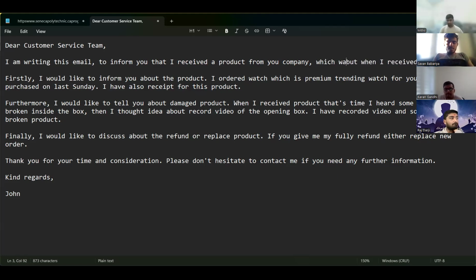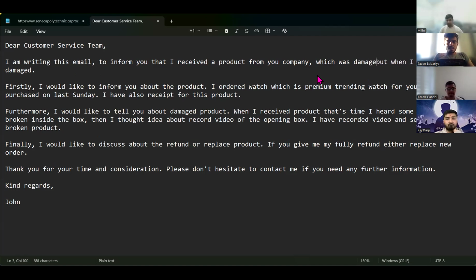Which was damaged. Simple, right? Full stop. Done. Try to, firstly, keep your letters to the point and brief.